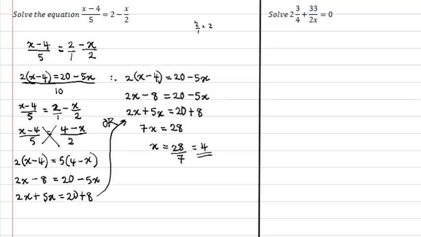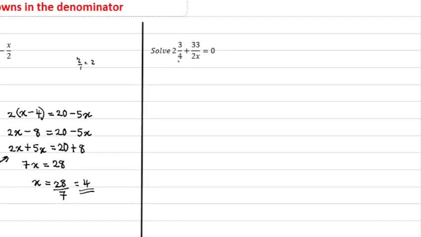Now for this one, solve 2 whole number 3 over 4 plus 33 over 2x equals 0. So this one also we can use 2 methods to solve it. Either we use cross multiply or we do the LCM of everything. So let me use the first one, doing the LCM of everything.